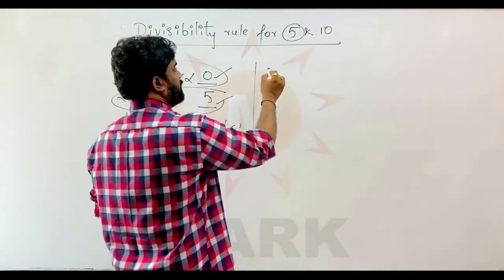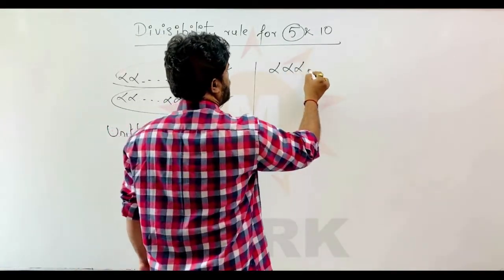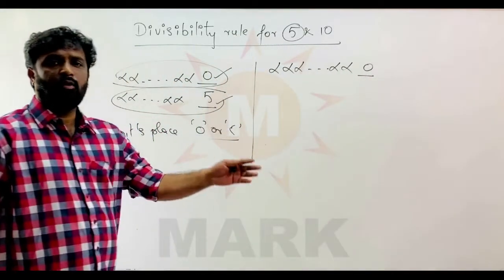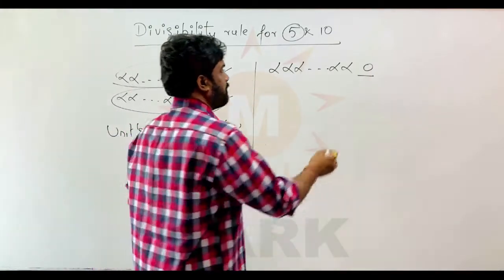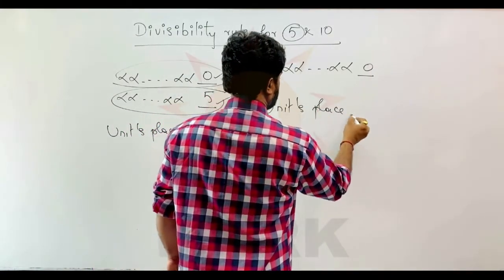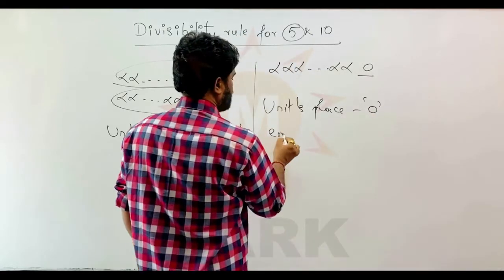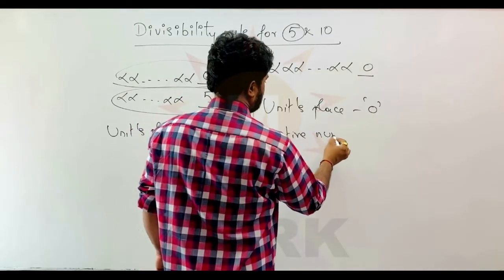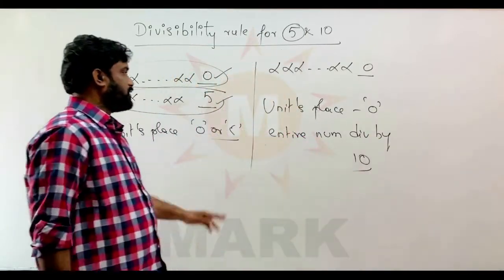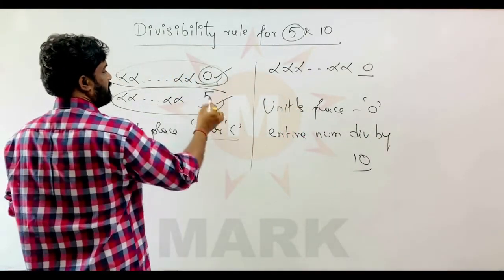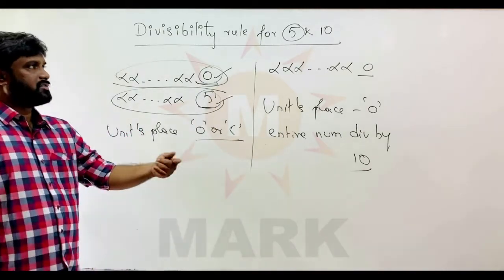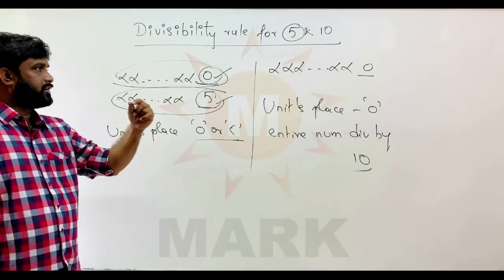Now coming to 10, you take any number, and if you find 0 in the units place, no matter what the remaining digits are, then that entire number is divisible by 10. And if you find 0 or 5 in the units place, then that entire number is divisible by 5. So these are the divisibility rules related to 5 and 10.